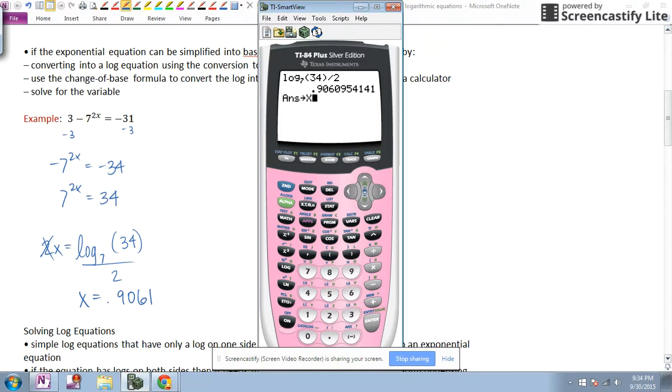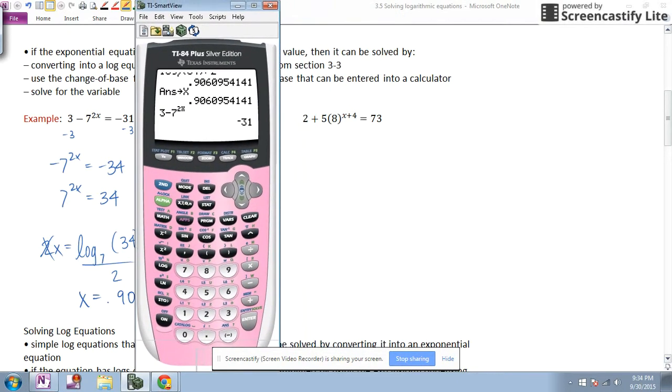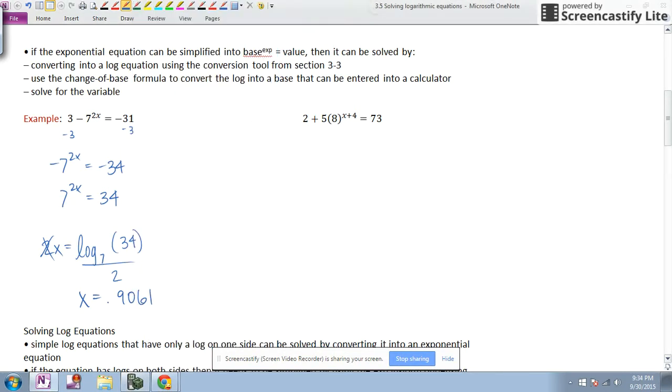And you could always check this because you have the greatest tools ever. You could store this in x real quick if you wanted. And then you could just say 3 minus 7 to the 2x, right? And if I hit equals, my calculator says negative 31, which is what the right side says. And I go, wow, I know it's even right. I can step away and just appreciate my greatness.